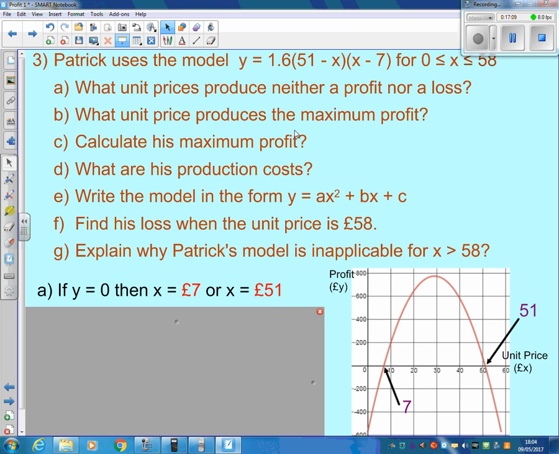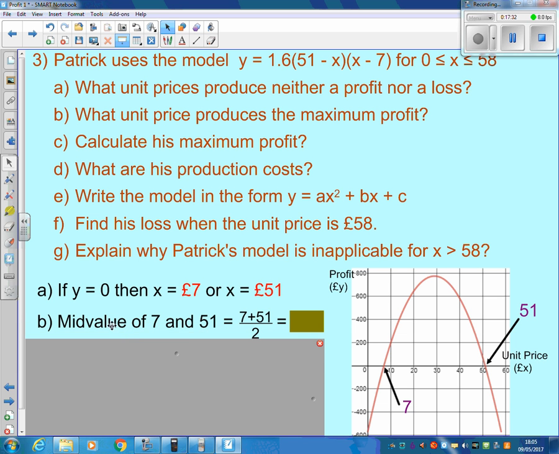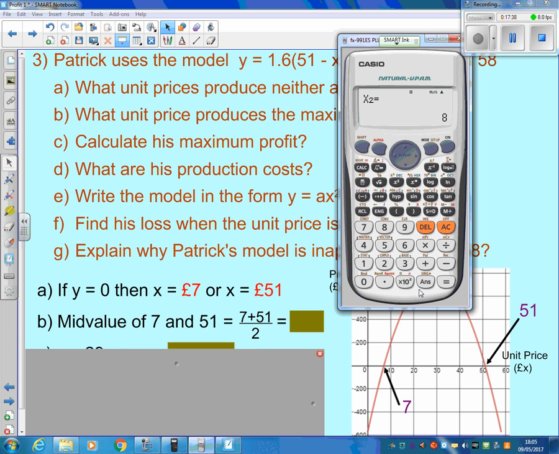Now, what produces a maximum profit? We want to be here. We want to know what value comes here. Now, what we can do is use the symmetry of the graph, because a quadratic graph has a line of symmetry. So we want to find the value that's halfway in between 7 and 51. So the mid value of 7 and 51, the way you do it is you add 7 and 51 and then divide by 2.